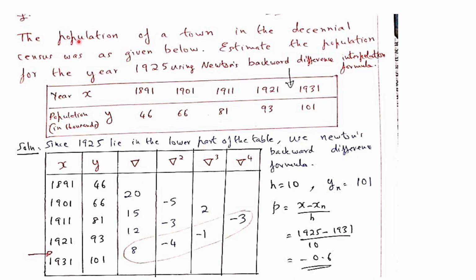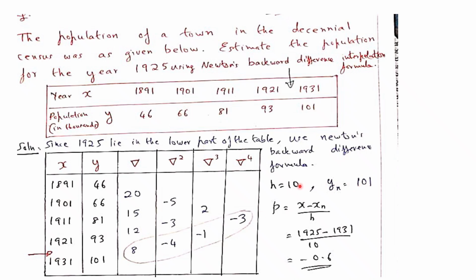So in this problem, you see, the population of a town in the decennial census was as given below. Estimate the population for the year 1925 using Newton's backward difference interpolation formula. So the table is given, x and y are given, same as the previous one. But now you see we are asked to find the population for the year 1925. See, 1925 comes here, between 1921 and 1931. Okay, that is our x.